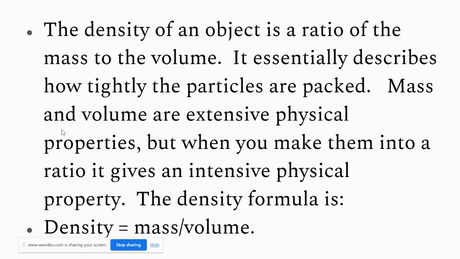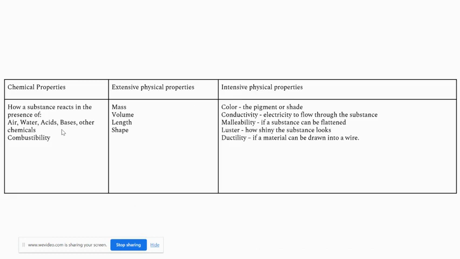Density of an object is a ratio of mass to the volume. Essentially it describes how tightly the things are packed. Mass and volume are extensive properties, but when we ratio those, we end up getting an intensive property. So chemical properties are how a substance reacts in the presence of air, water, acids, bases, or other chemicals. If it catches on fire, so if it's combustible.